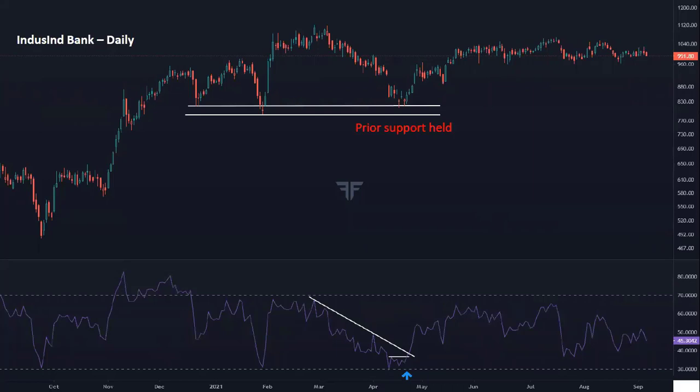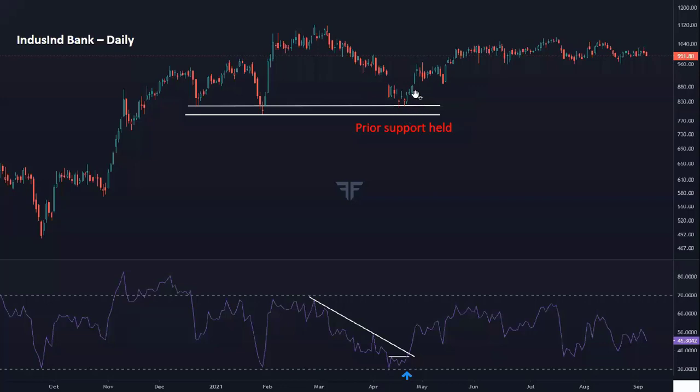Now, this is the daily chart of IndusInd Bank. As you can see from the leftmost region in the chart, the stock is in a clear uptrend. It made a high and started declining from there.